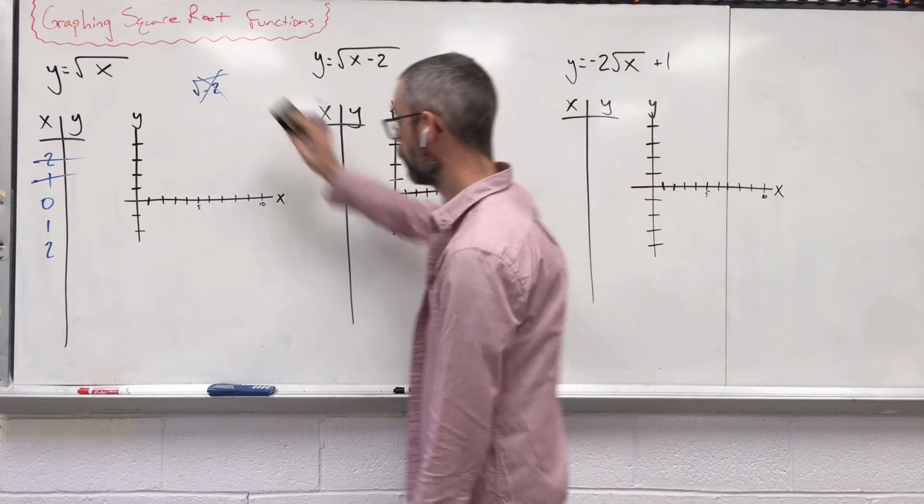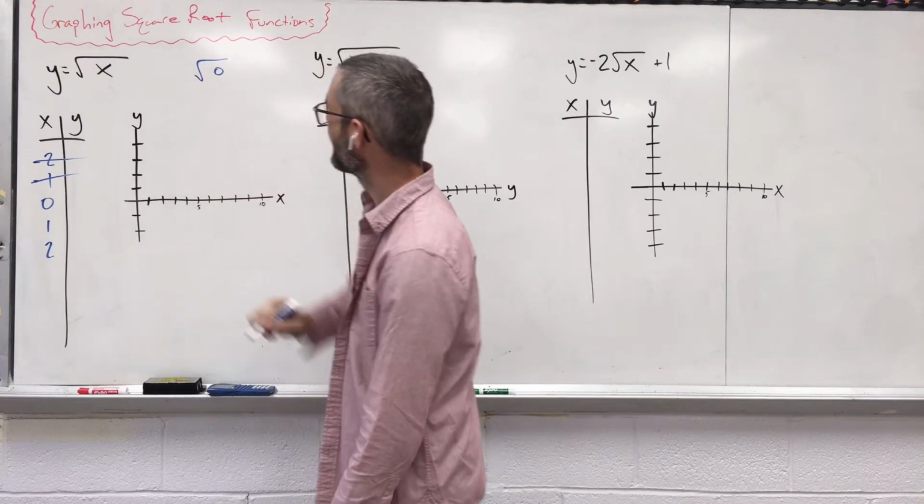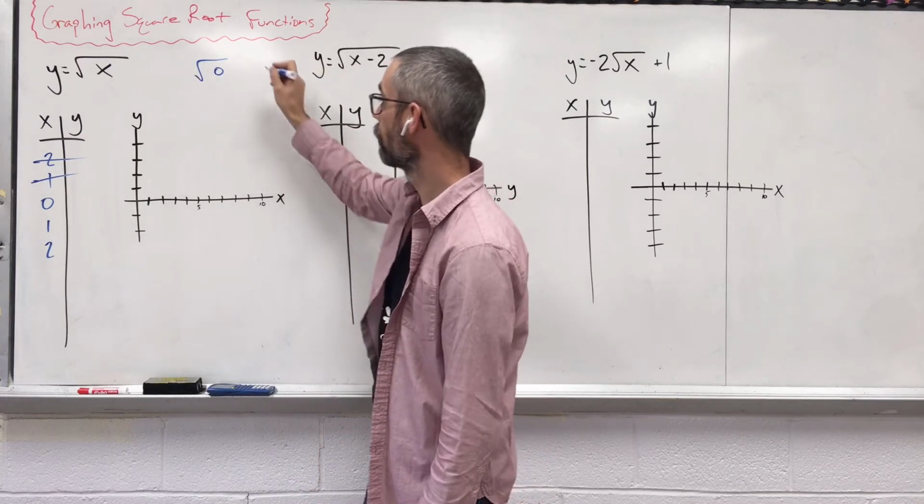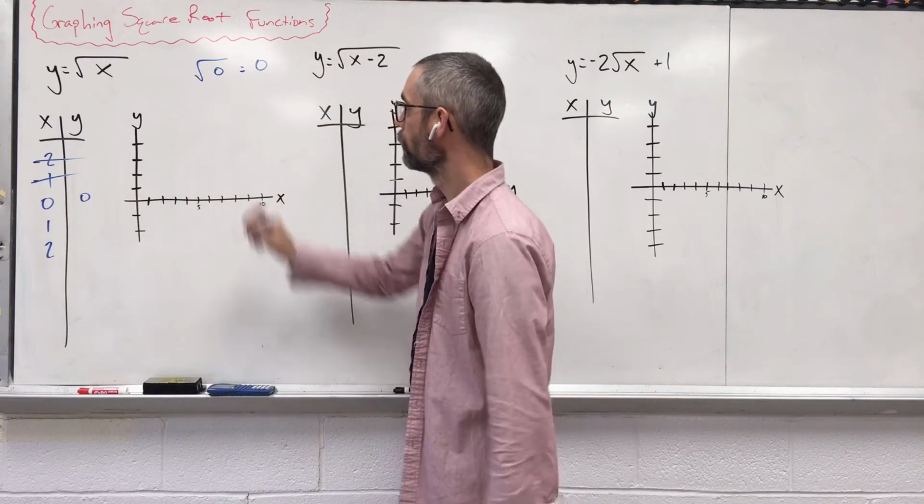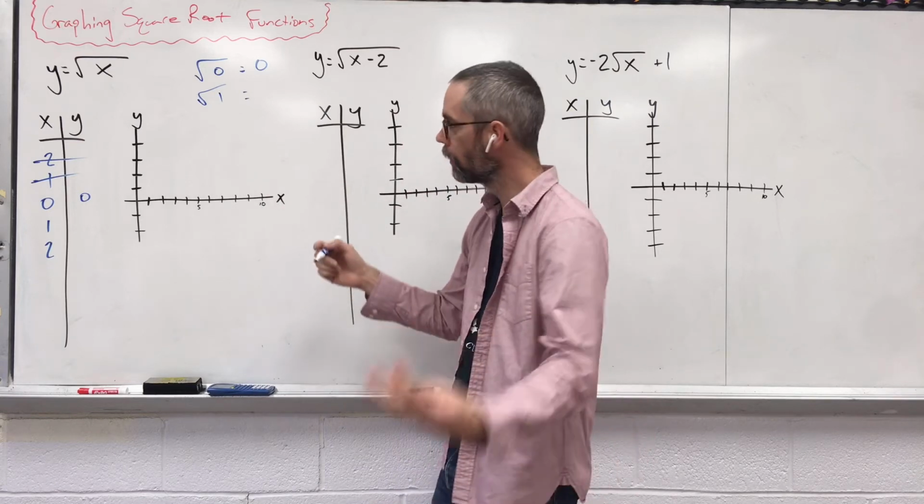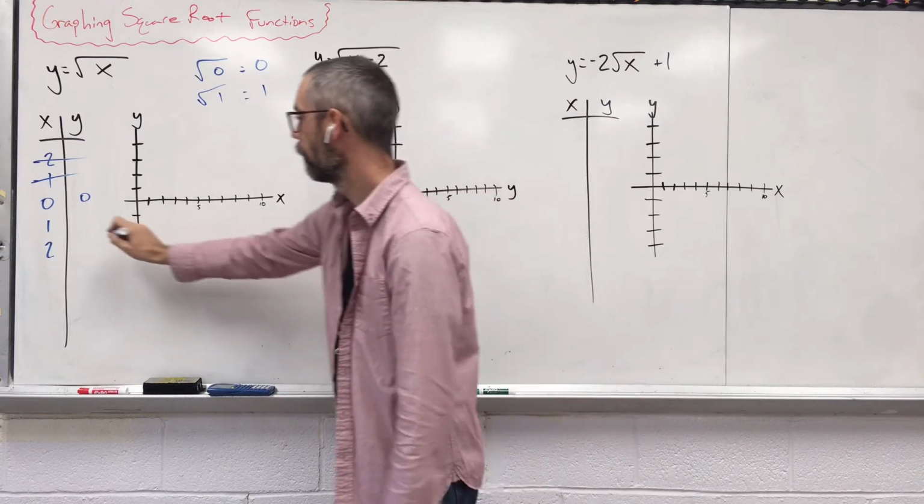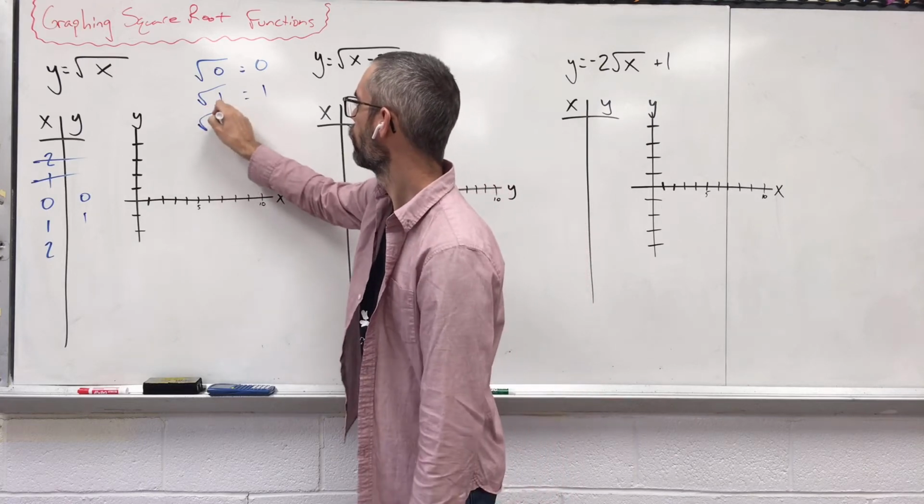So let's take 0 and put that in that square root. What times itself gives you 0? In this case, just going to be 0. Let's do it again. Put a 1 in there. What times itself gives you 1? Just 1. All right. So far, this is starting out kind of easy. I like this. Square root of 2.